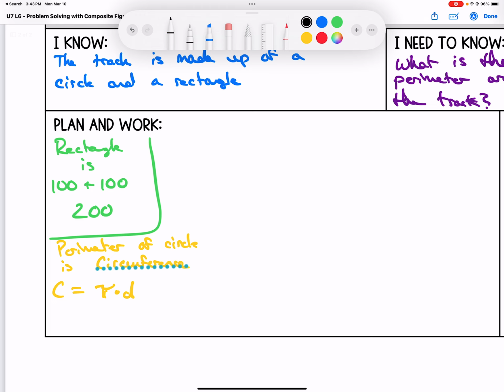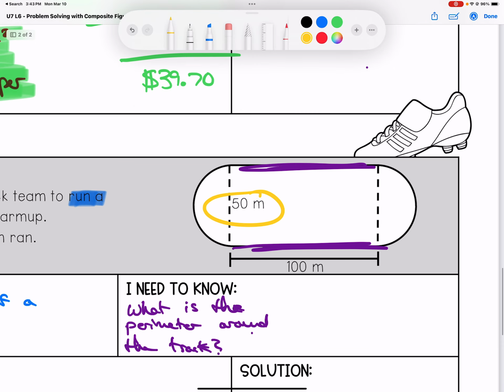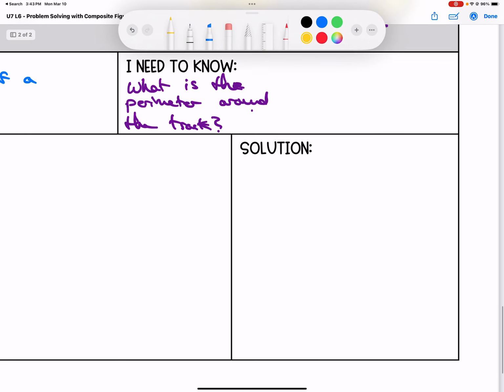So to work it out, we would just fill in our values. Pi is 3.14 times the diameter, which was 50. And then you're going to multiply those, and you're going to get 157 meters. That's how far around the whole circle. Well, do we go around a whole circle? There's half, there's the other half. So yes, we go around a whole circle.